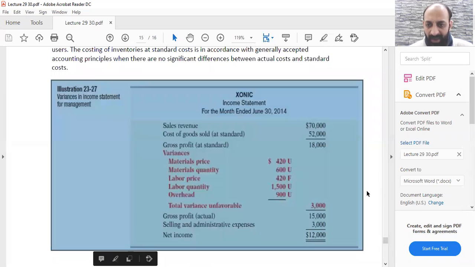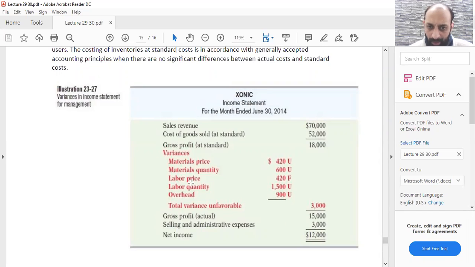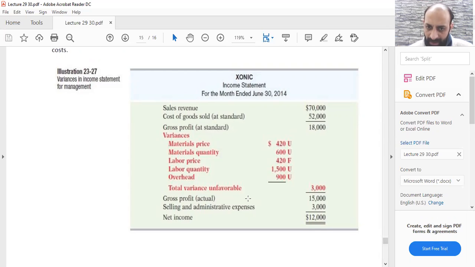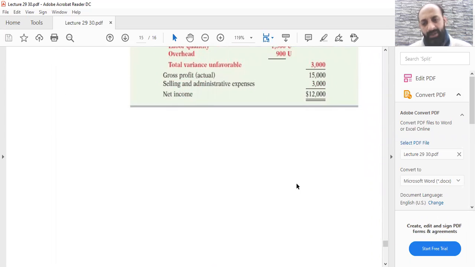What you do is, all the variances you have, you individually list down those variances and their outcome, whether it is favorable or unfavorable, and you accordingly calculate to get the total variance unfavorable, which you get by subtracting unfavorable from favorable. So you get a total variance unfavorable of 3,000. So the total gross profit actual is 15,000. We know the selling and administrative expense is 3,000. So you come to the net income, which is 12,000.